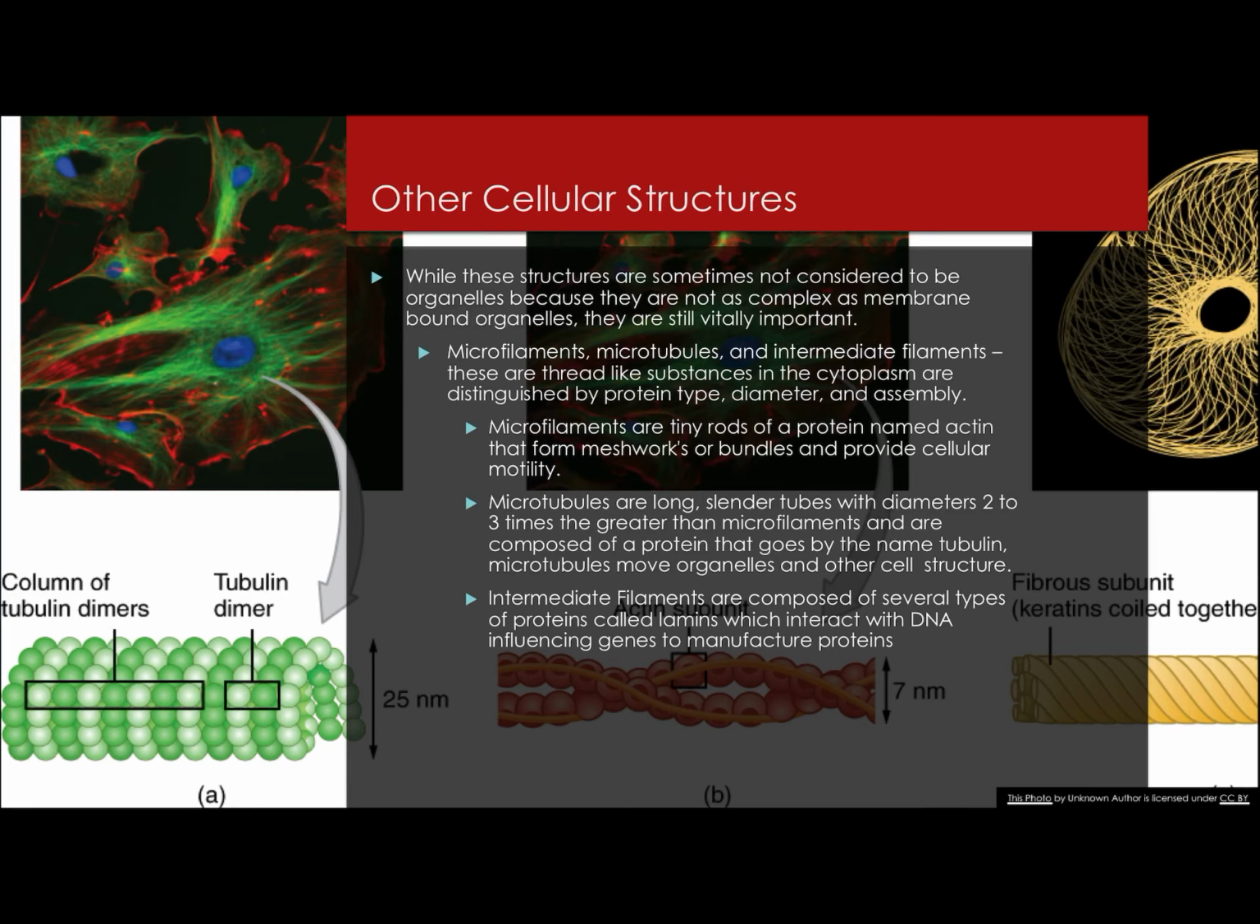There are other cellular structures. While these structures are sometimes not considered organelles because they're not as complex, they are very important. They have microfilaments, microtubules, and intermediate filaments. Microfilaments are tiny rods of a protein named actin. They form meshworks or bundles. Microtubules are long and slender, 2 to 3 times longer than a filament, and intermediate filaments, which I believe are the longest, have proteins called lamins, which act with DNA.